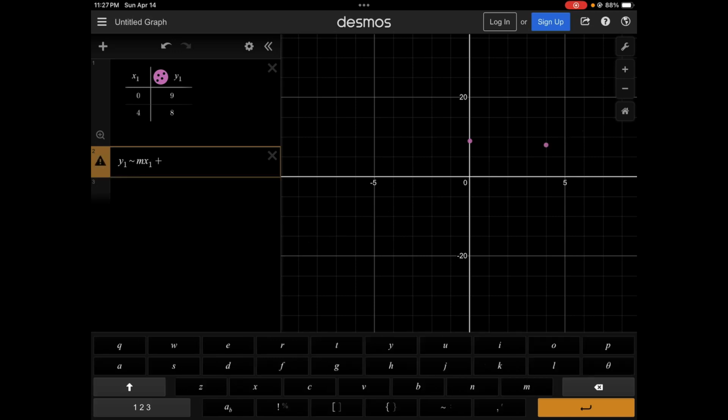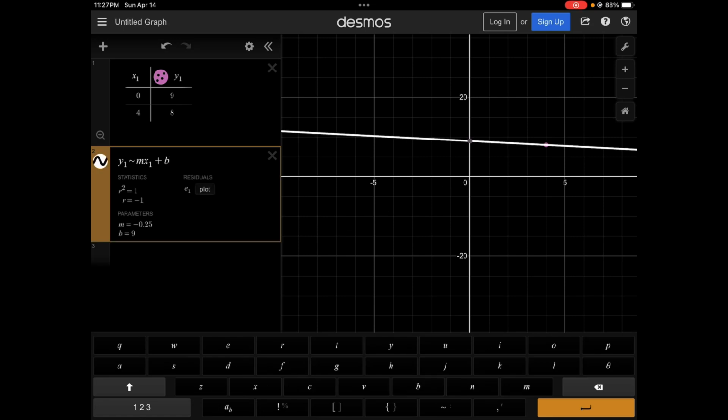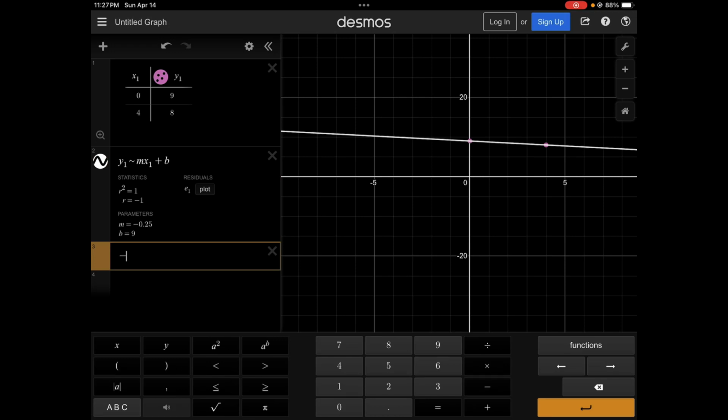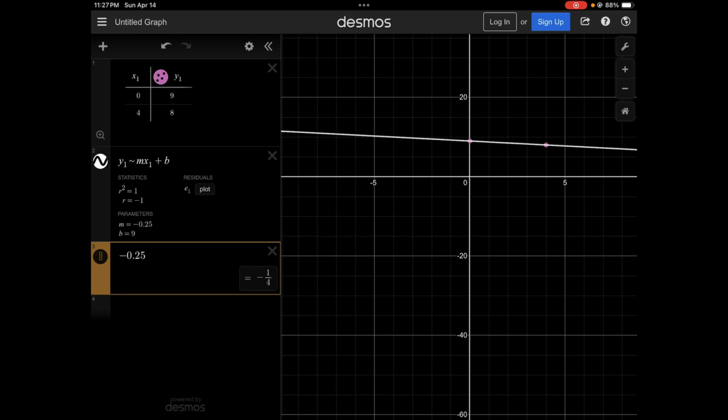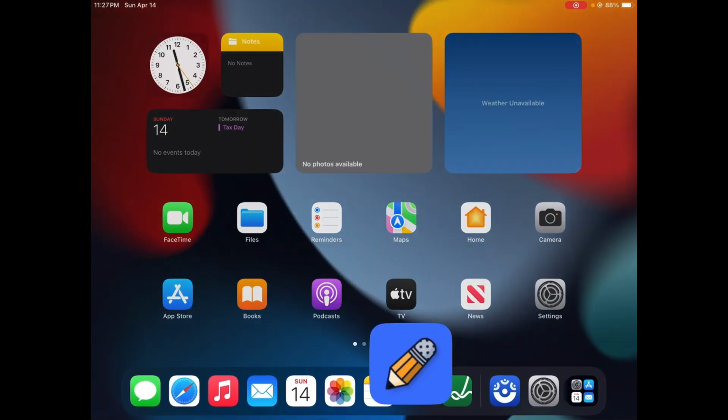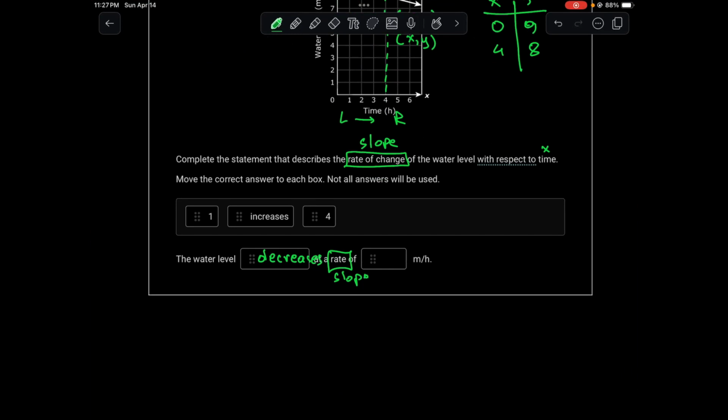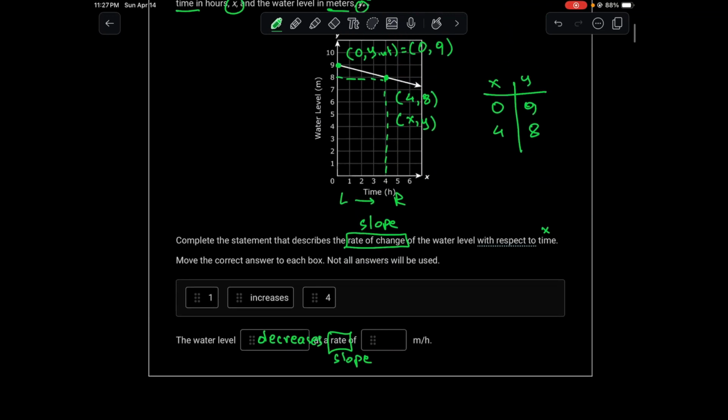Plus b, and it will tell me that the slope is negative 0.25. I'll convert it into a fraction, so I'll have to see what they want. Do they want the decimal number or do they want the fraction? What matters here is that I found that the slope was 0.25, and in particular was negative.